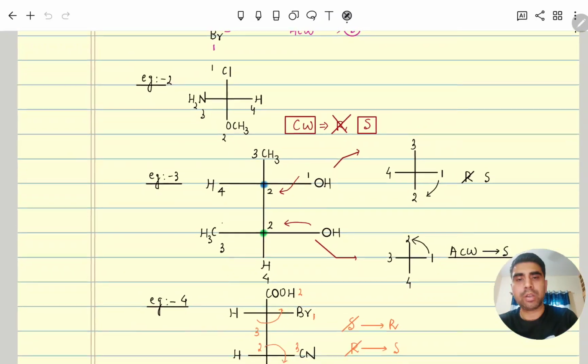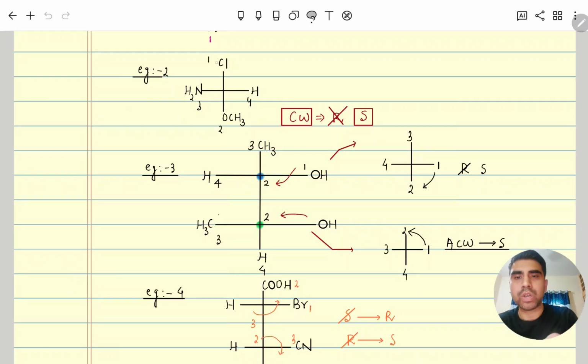Next, here we can see chlorine has the highest atomic number as 1, then oxygen, then nitrogen, and then hydrogen. So 1, 2, 3 is coming clockwise. Since the lowest priority is on the horizontal line, change the answer. Clockwise is R, but it will be S.